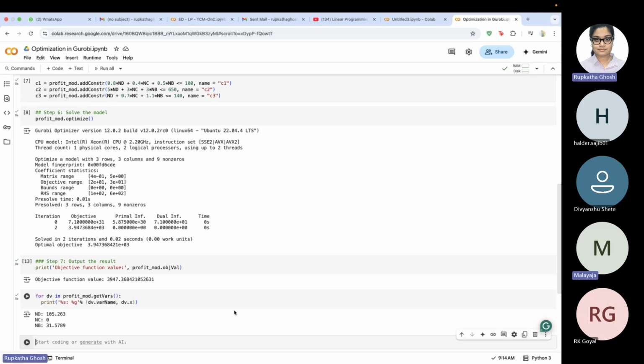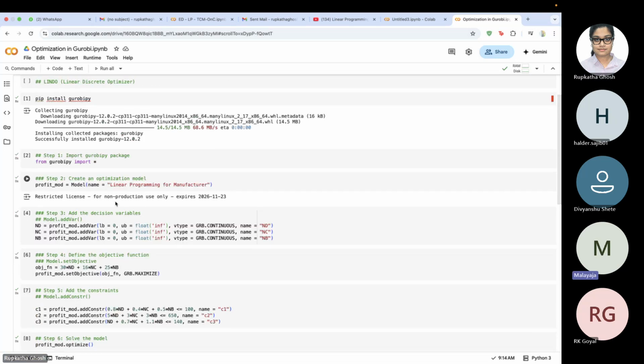Rupkatha, I have a question. Yeah, sure. Sorry for joining late, so I don't know if you've already covered this or not. At the very top, when we initialize the model, there is a line that says restricted license for non-production. Are you getting that? Yes. Ah, okay. That's no problem. I think Divyanshu had said he did not get that, but that's fine. What does it mean? Is it because one has to purchase a Gurobi license usually? No. What is happening is, you're using the Gurobi license just like that. Usually, I was showing it in Google Colab so that all of you can do it.